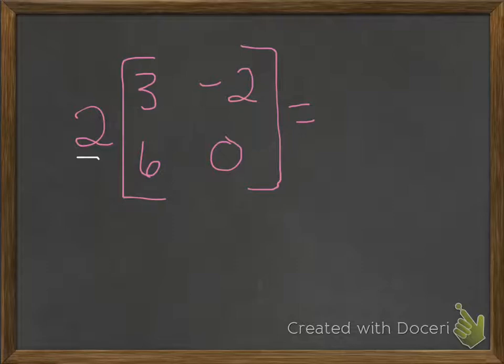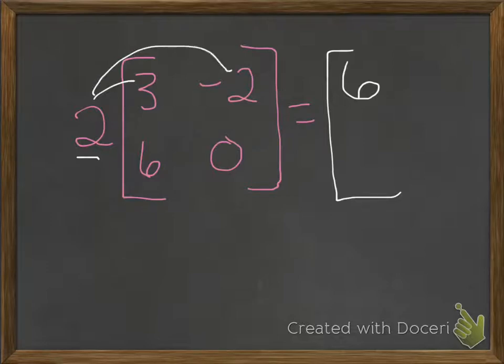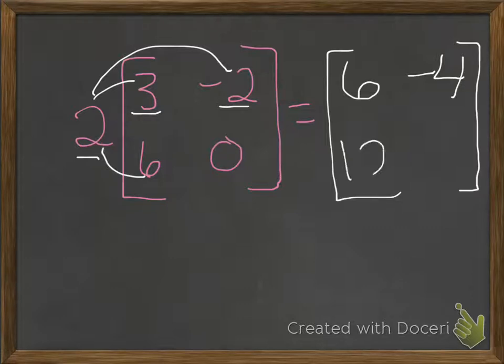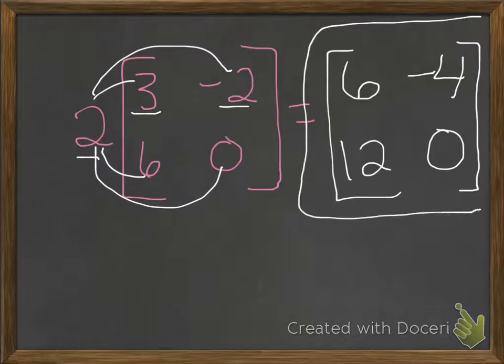We're going to multiply everything in the matrix by the number on the outside. So we're going to take 2 times 3, which gives me 6. I'm going to take 2 times negative 2 to give me negative 4. Notice how I'm putting my answer in the corresponding spot where those values were. 2 times 6 gives me 12, and 2 times 0 is 0. So when I multiplied 3, negative 2, 6, 0 by a scalar of 2, I ended up with this matrix right here.